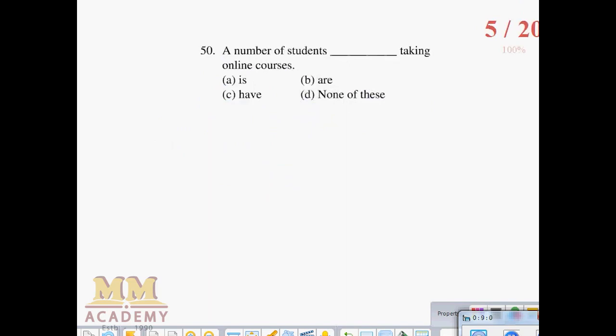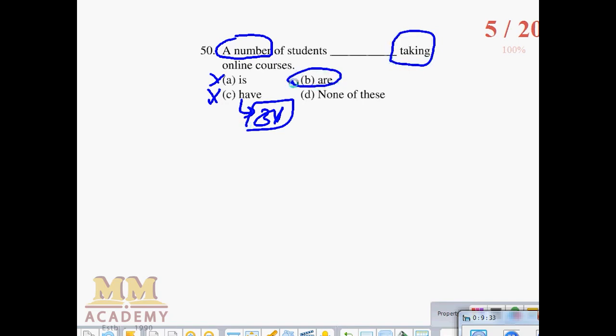A number of students. Now you see, we already talked about "the number" and "a number." Now we have got "a number," so after "a number" we need a plural. "A number of students is taking" - no. After "have" we need the past participle form of the verb, the third form of the verb, and it's "taking," which is the present participle, so it's wrong. "A number of students are taking online classes" is right, because it's plural, right?